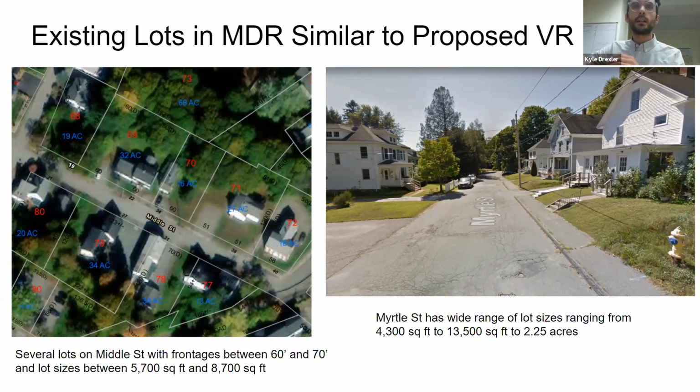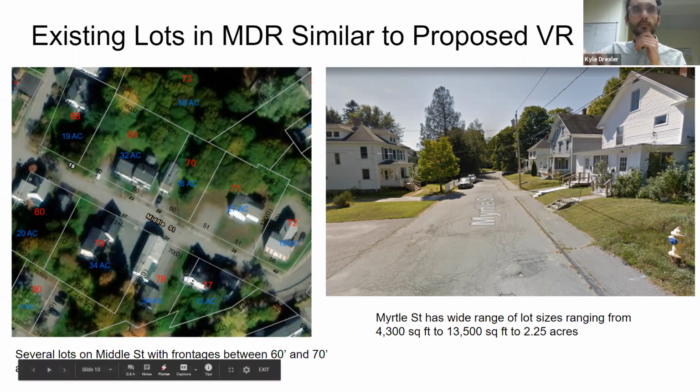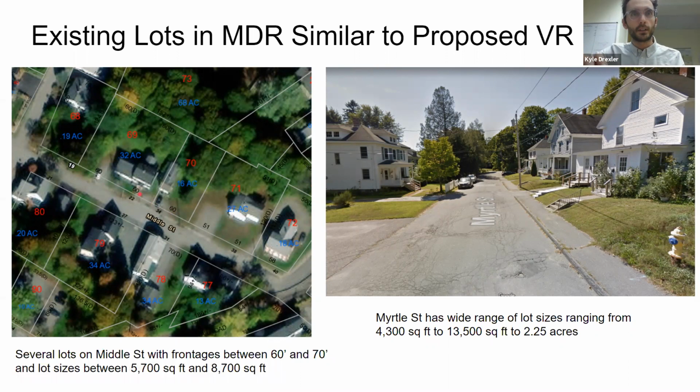So on the left, we have Middle Street, and you can see, this is our tax map, overlaid with some satellite imagery. You have some frontages, 60 feet of frontage there, 70 here. So sort of consistent with what we're proposing in the Village Residential District. Although it's a decrease from our current MDR district, there are examples and precedent of this sort of lot existing in town.